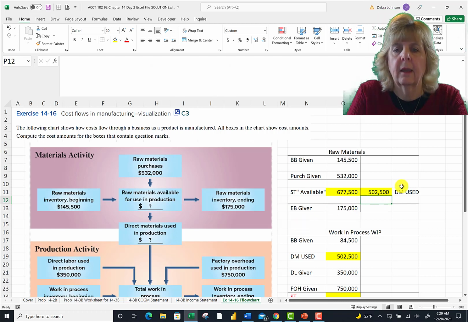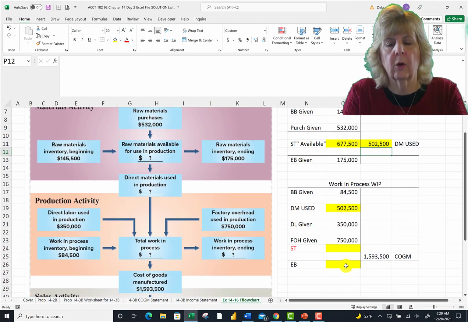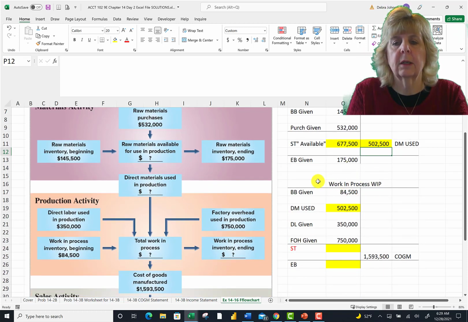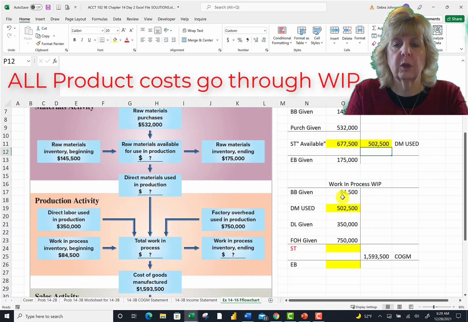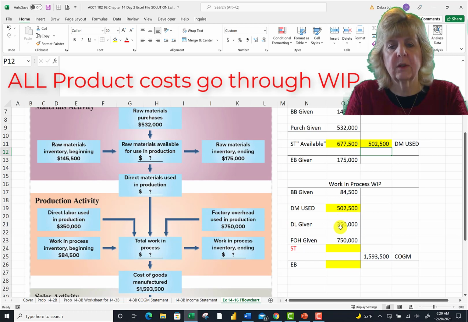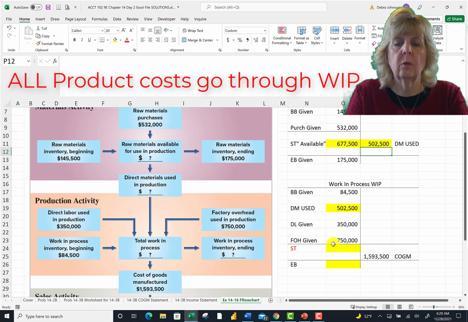502,500. Okay, that same direct materials used is now going to be used to populate our work in process account. So I carried that over. We know from our study now for a whole chapter that the WIP account is the account that accumulates the product costs or the manufacturing costs. We know there's three of those: direct materials, direct labor, and factory overhead.